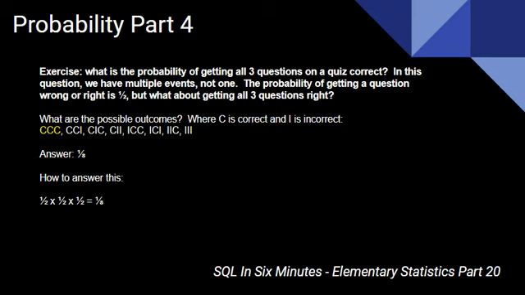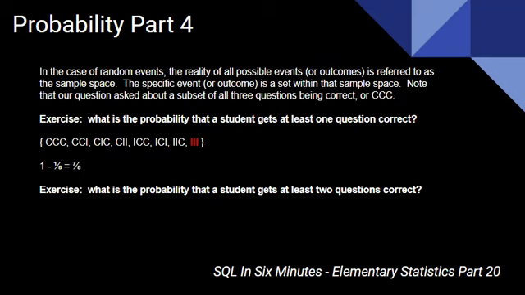So that's 0. So what we'll do in this question is we will subtract 1 out of 8, or 1/8, I should say. We'll subtract that from 1. So 1 minus 1/8 equals 7/8. So the probability that a student gets at least 1 question correct is 7 out of 8 outcomes.